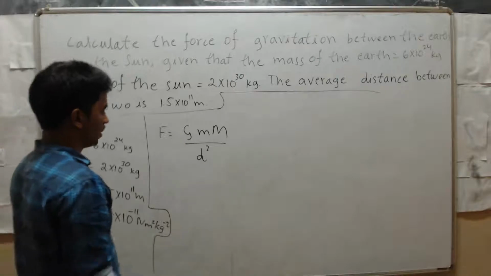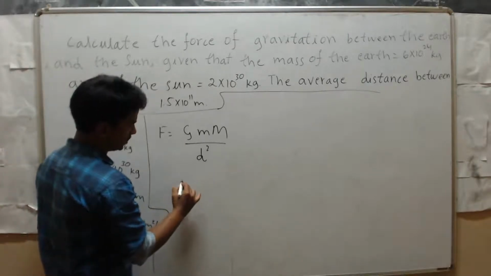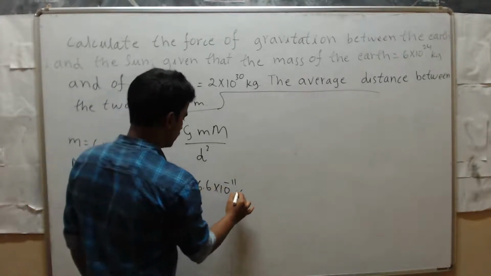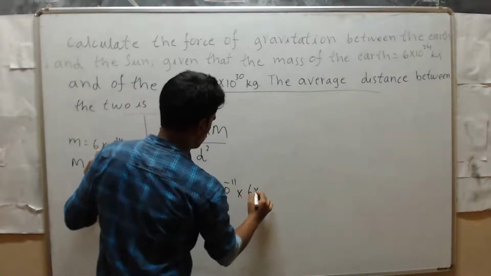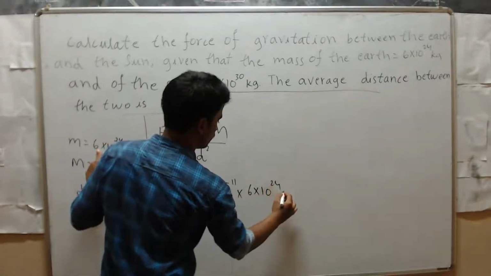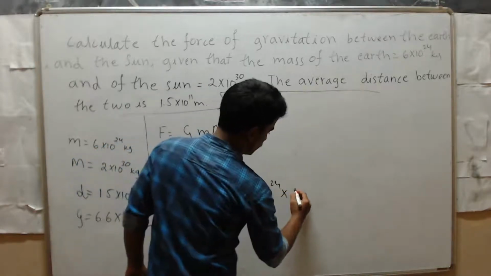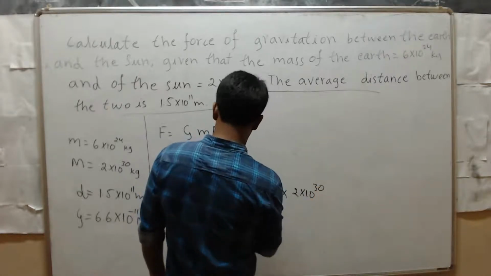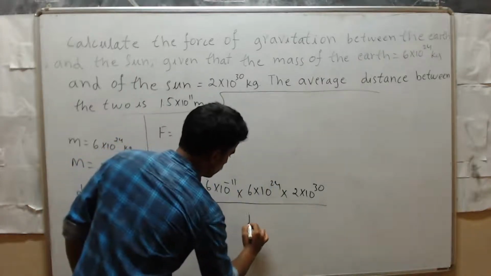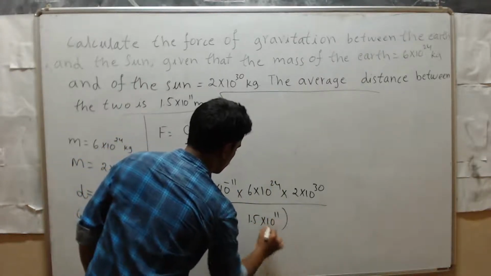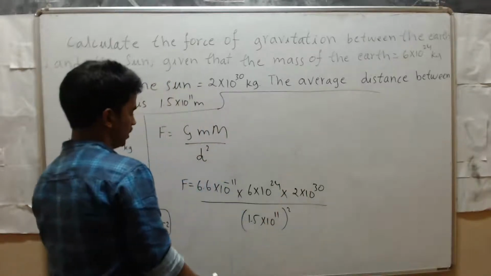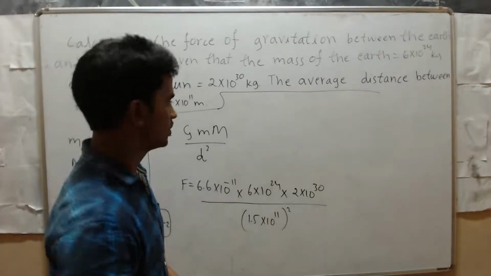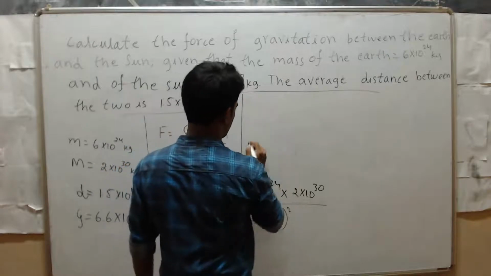Now substitute the values. F is equal to G, 6.6 into 10 raised to the power minus 11, into mass of the earth, 6 into 10 raised to the power 24, into mass of the sun, 2 into 10 raised to the power 30, whole divided by d square, that is 1.5 into 10 raised to the power 11 whole square. First, keep all the powers on one side.